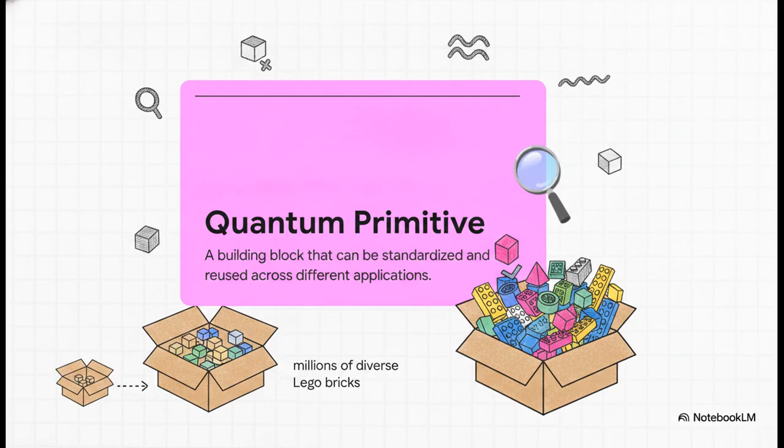I want you to think of a quantum primitive like a single, highly specialized Lego brick. In classical computing, software developers have millions of these diverse Lego bricks ready to use, which lets them easily build incredible applications. But in quantum computing, developers are currently working with a tiny, incredibly limited box of Legos.